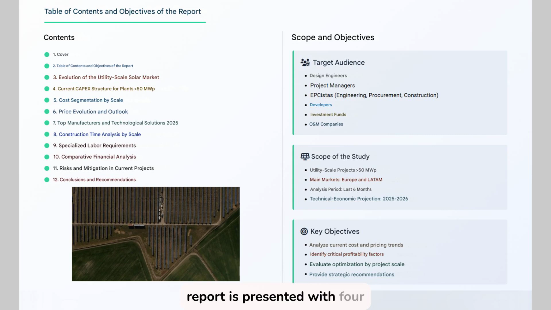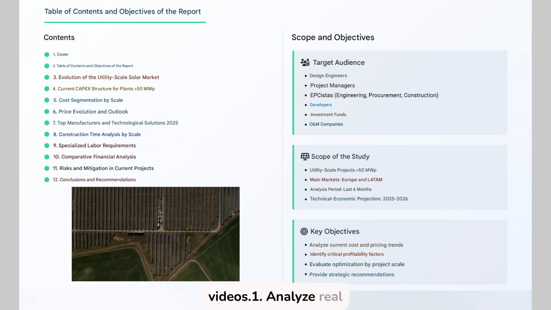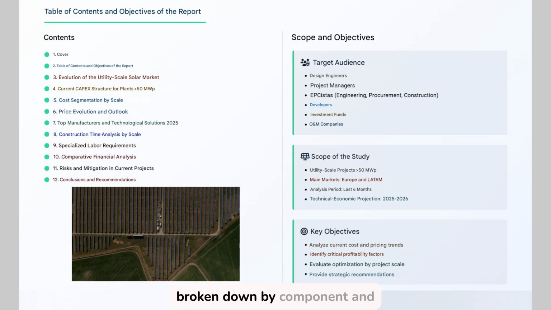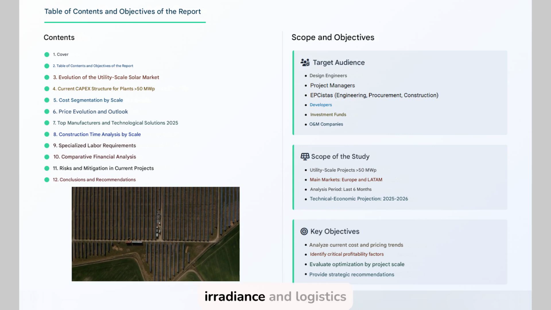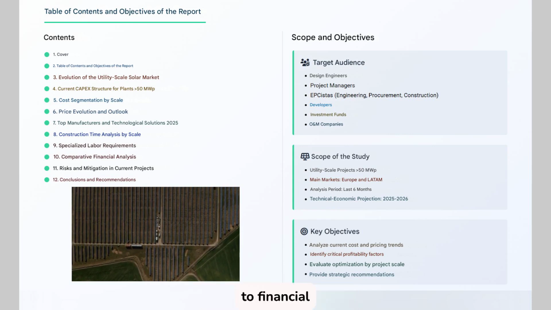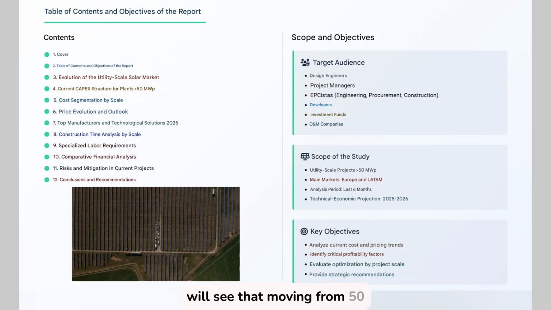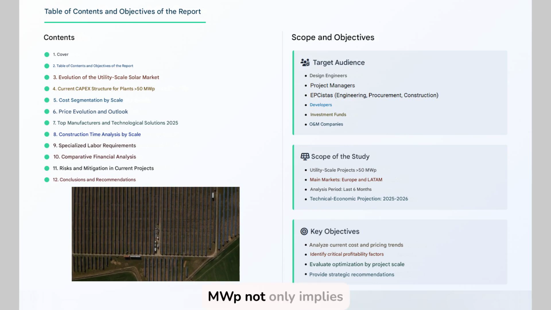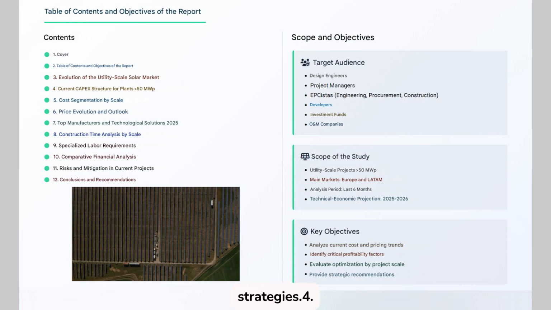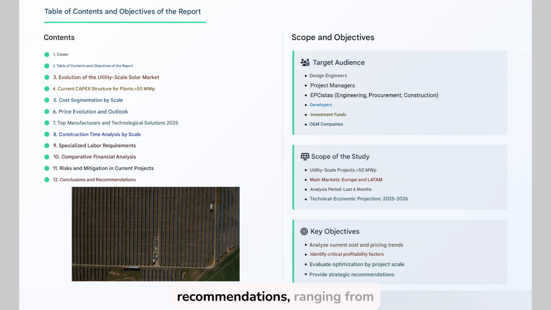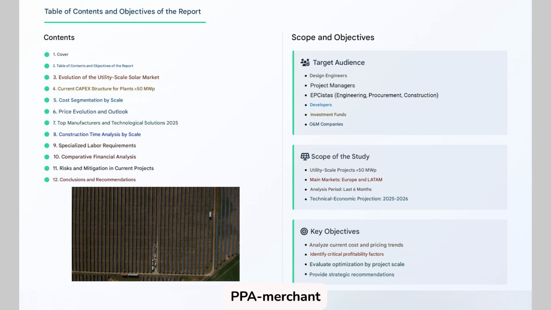This report is presented with 4 objectives that will also be the pillars of these videos. 1. Analyze real cost and price trends, broken down by component and scale. 2. Identify critical profitability factors, from irradiance and logistics to financial risk. 3. Evaluate the impact of plant capacity, we will see that moving from 50 to 250 MWp not only implies savings, but also access to new execution strategies. 4. Propose strategic recommendations, ranging from electrical redesigns to reserves of critical materials or PPA merchant combinations.